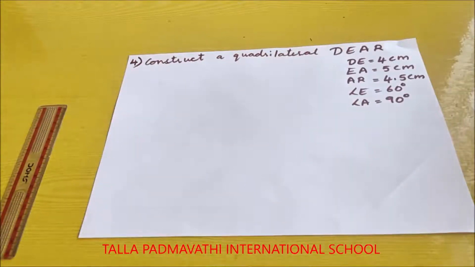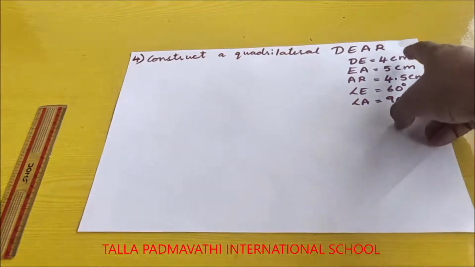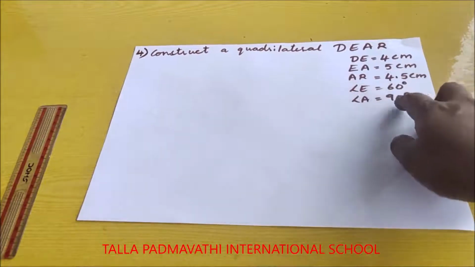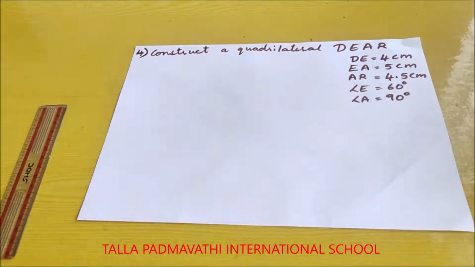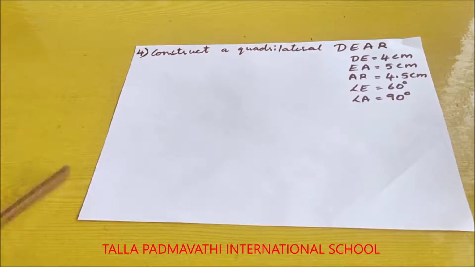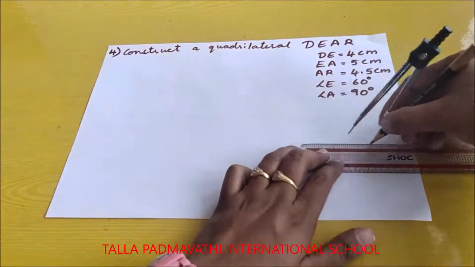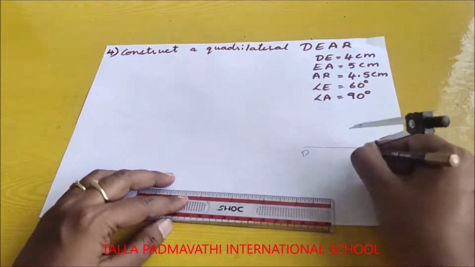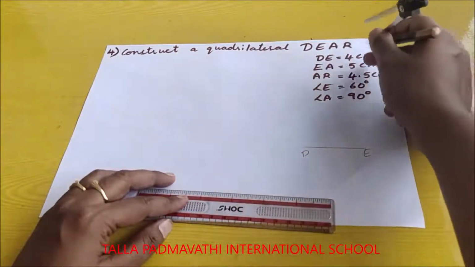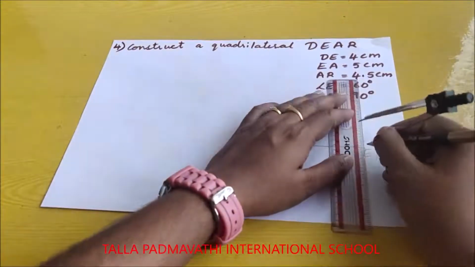Next, let us see the fourth one, that is constructing a quadrilateral when three sides and two included angles are given. So if you observe here, children, we are having three sides and two angles. So let us draw the first rough diagram of the quadrilateral. First draw DE, children. So this is DE. And next the point E, children.